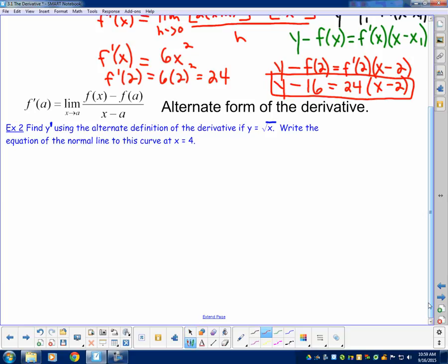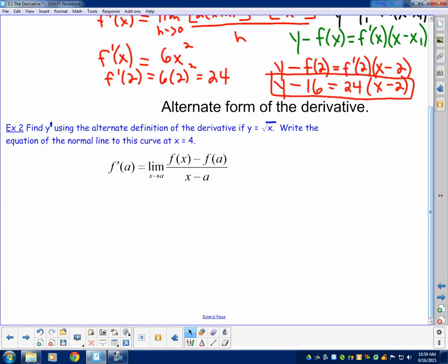Here's my formula right here. f prime of a equals the limit as x approaches a of f of x minus f of a over x minus a. So let's go ahead and plug in. Find y prime using the alternate definition of the derivative if y equals square root of x. So f prime of a is the specific point at which I want the derivative, and in this case, what is that specific point? 4.